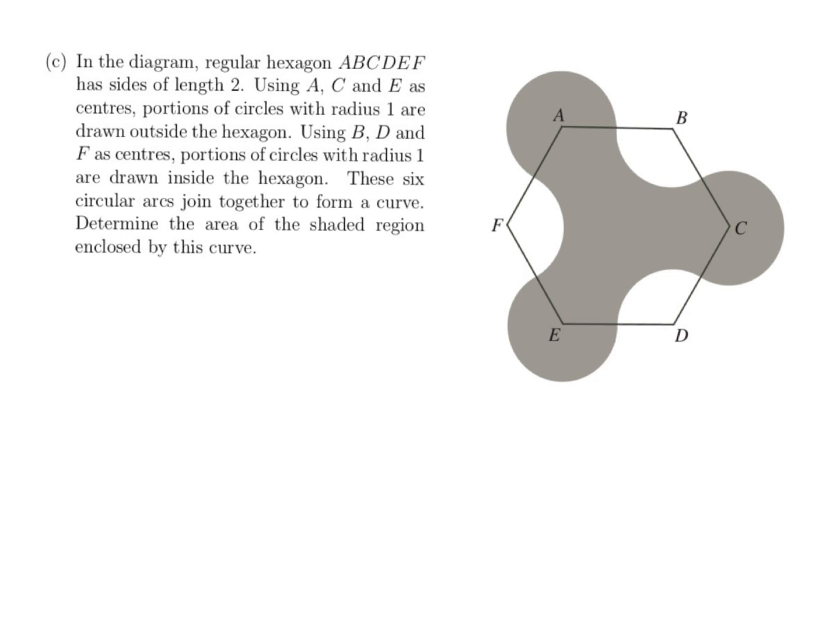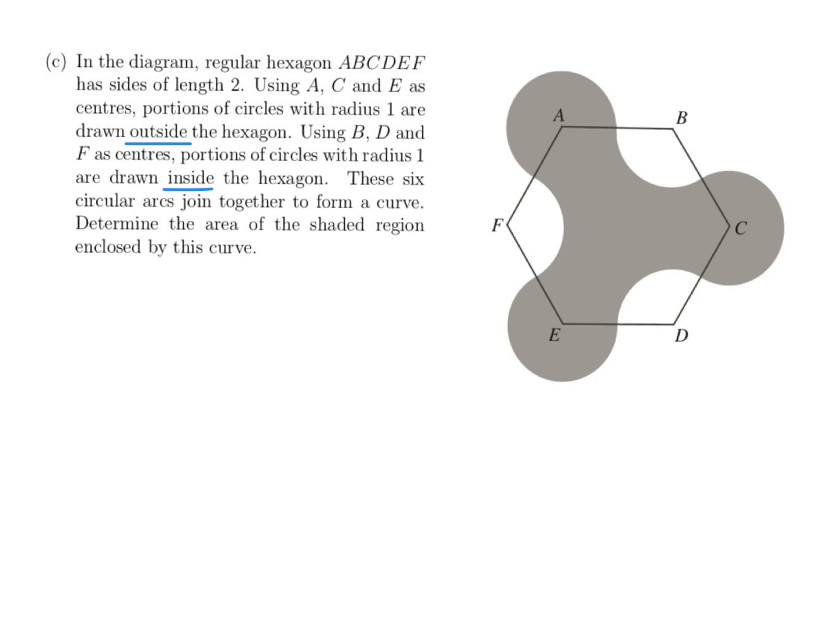Part C. In the diagram, the irregular hexagon ABCDEF has side length 2. Using A, C, and E as centers, portions of the circle with radius 1 are drawn outside the hexagon. Using B, D, and F as centers, portions of the circles with radius 1 are drawn inside the hexagon. These 6 circular arcs joined together to form a curve. Determine the area of the shaded region enclosed by this curve. Okay, so it's a pretty interesting question. So let's tackle this here.